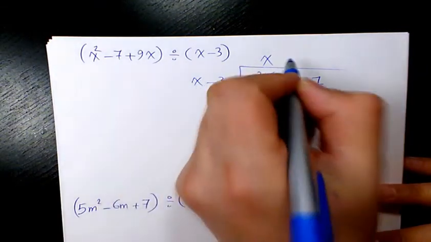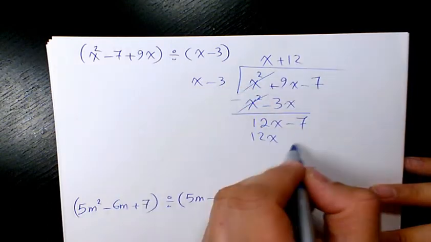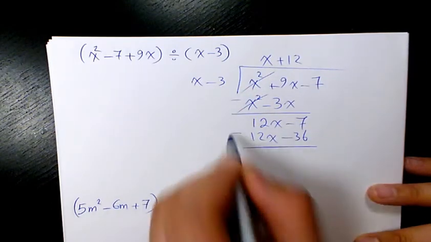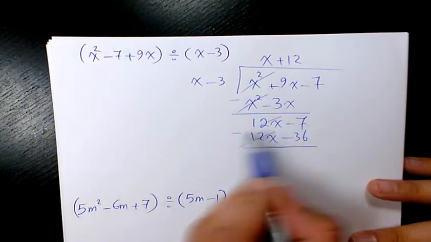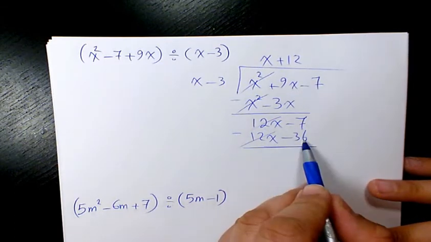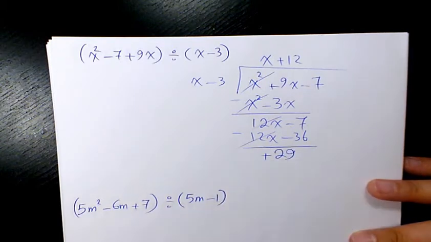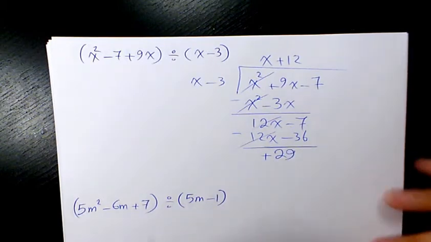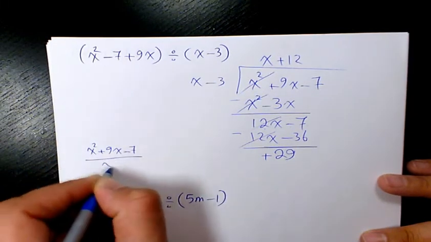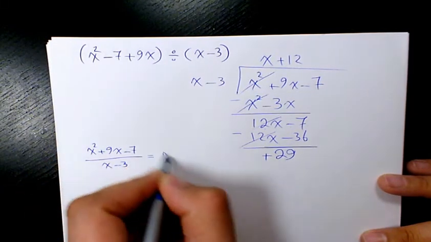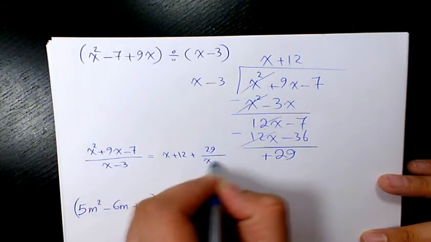12x divided by x, 12. So 12 times x, 12x. 12 times negative 3, negative 36. When you subtract it, these two cancel out. And we will have negative 7 minus negative 36. So that will make it 29. So the remainder is 29. So x squared plus 9x minus 7 divided by x minus 3 equals x plus 12 plus 29 over x minus 3.